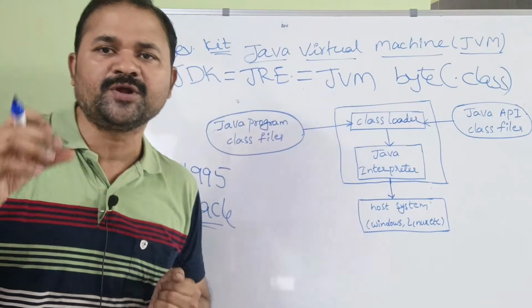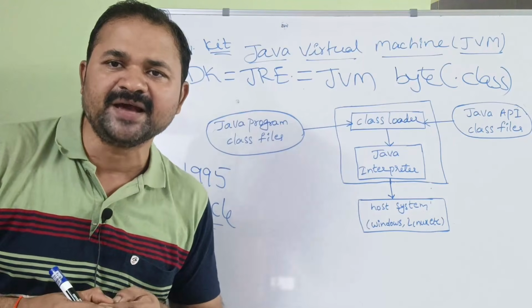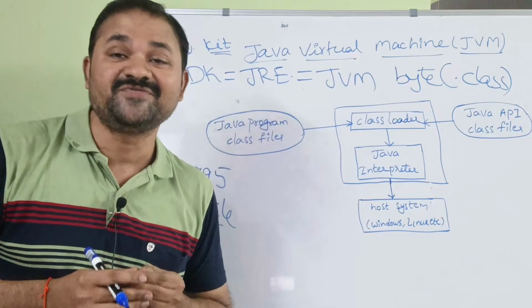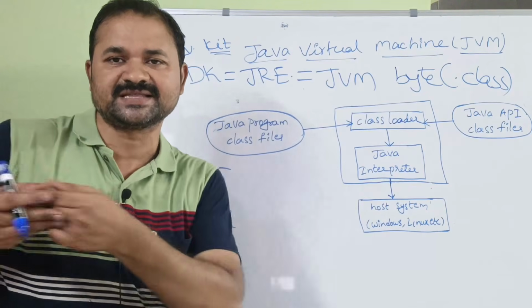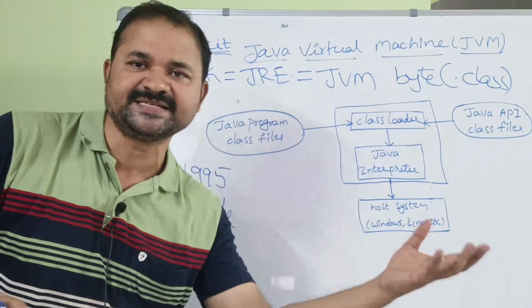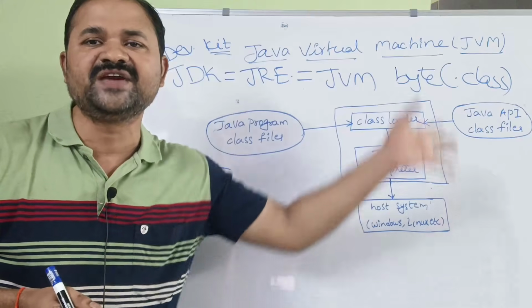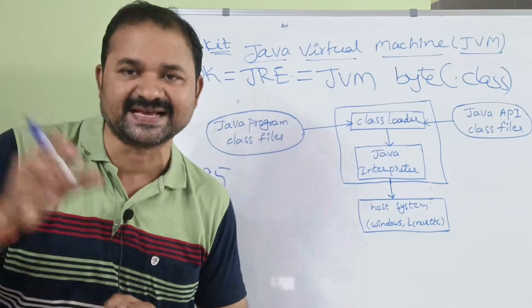So if our program contains 5 classes, then the Java compiler will produce 5 class files. But we have to execute the main class. That means the class that contains the main method, which is called the main class. So even if we have 5 classes, we need to execute only the main class.